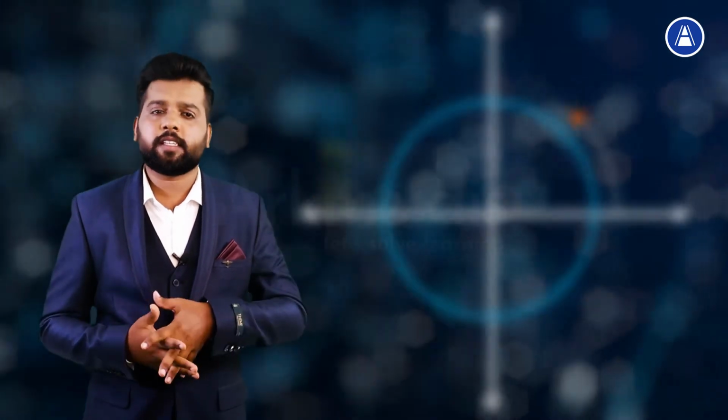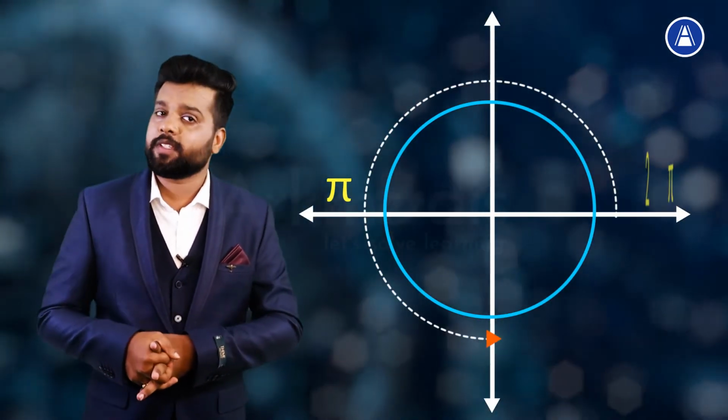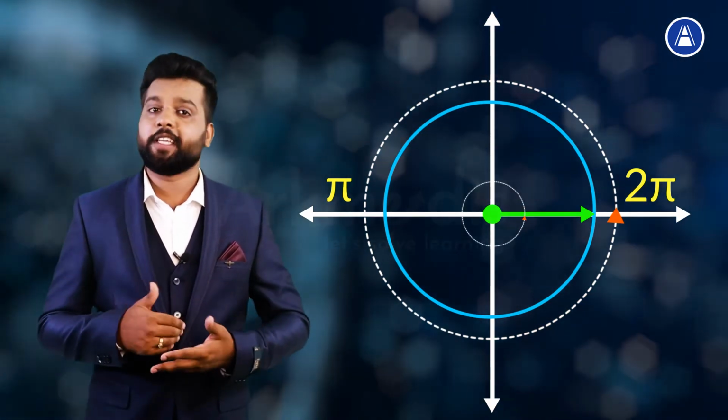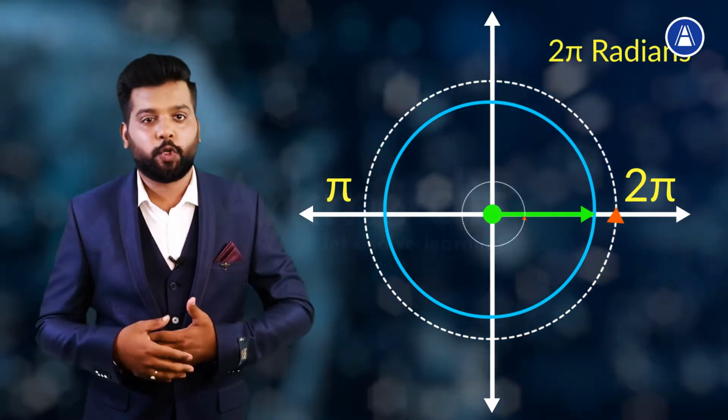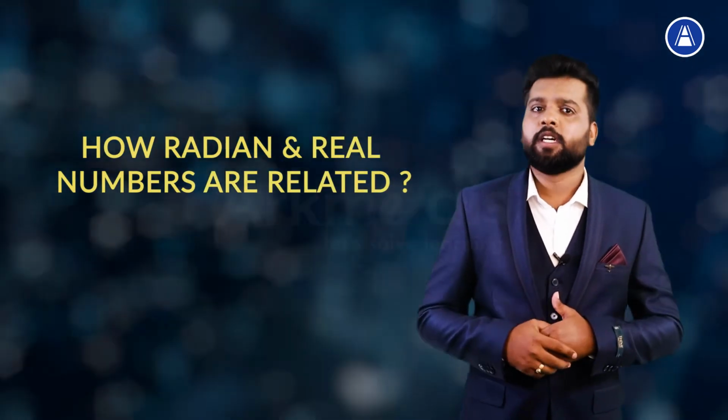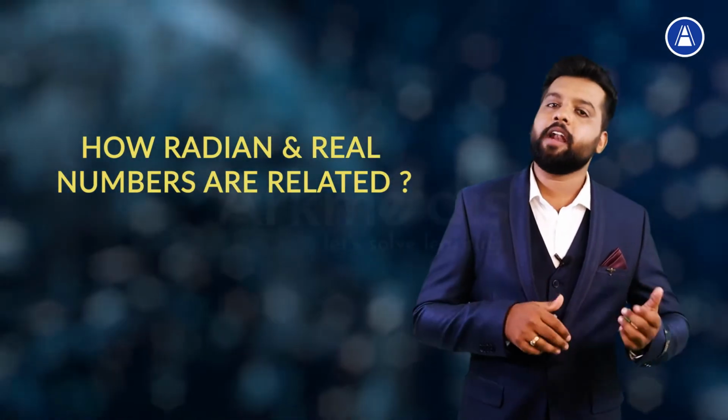Now that we are saying it is a unit circle, the circumference of the circle is 2 pi. Correct? Thus, 1 revolution of the initial side subtends an angle of 2 pi radians. These are the units in which we measure the angles. So the next topic is about how radians and real numbers are related. So what is the relation between radians and real numbers?